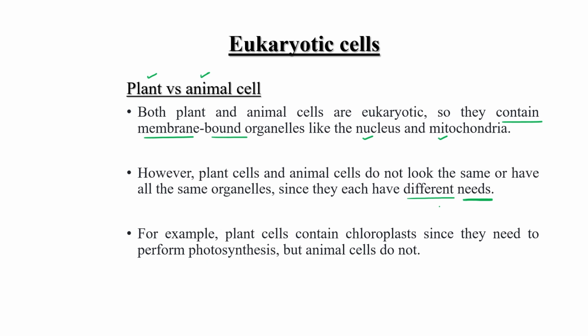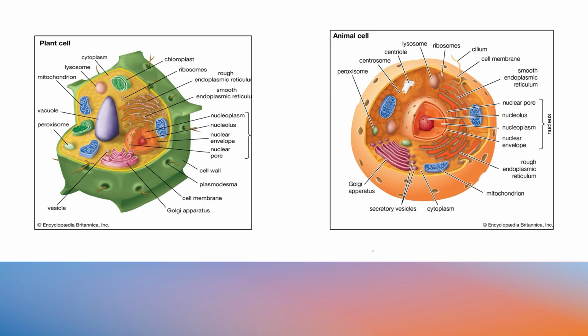What kind of different needs? For example, plant cells contain chloroplasts, to synthesize their own food through a process known as photosynthesis. But there is no need to synthesize their own food in animal cells. They simply consume plants for their needs, right? So chloroplast is present only in plant cells, according to their needs.